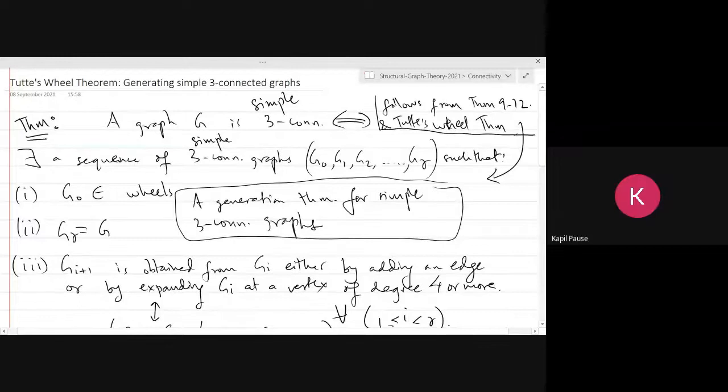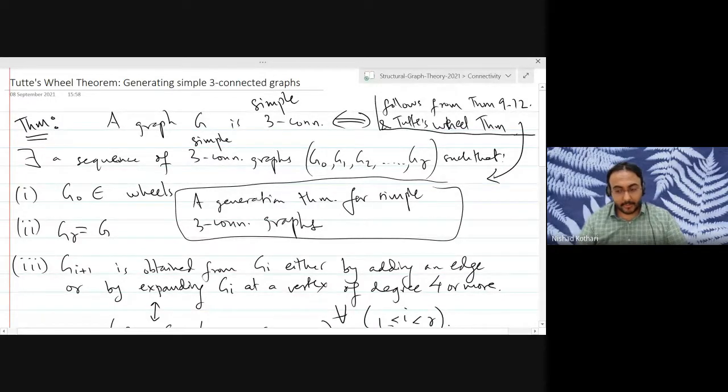Sir, why exactly can't a wheel be generated from K4? Well, because first of all, from K4 you cannot generate anything interesting, because K4 is simple and it has no vertex of degree 4. So you cannot expand a vertex of degree 4 because there is no vertex of degree 4, right? And you also cannot add any edge because all vertices are connected to each other, right? So from K4 you cannot generate anything. Do you agree?